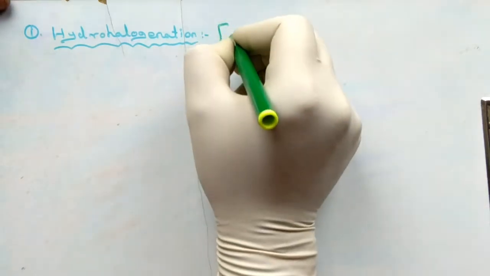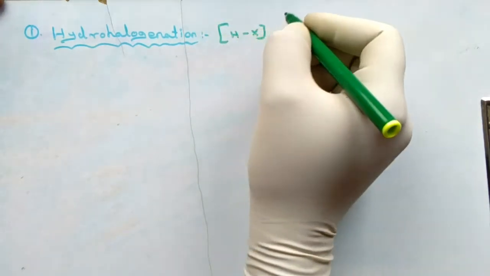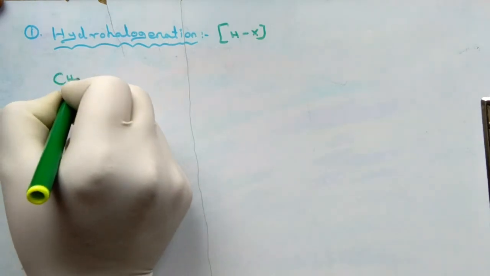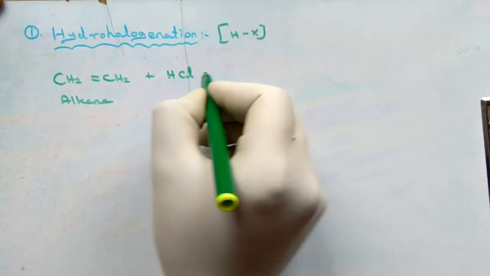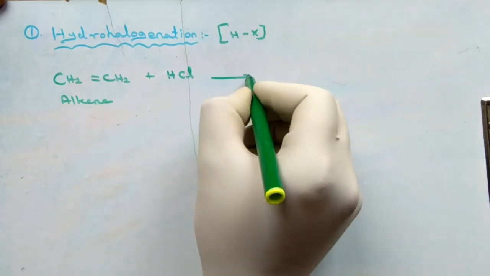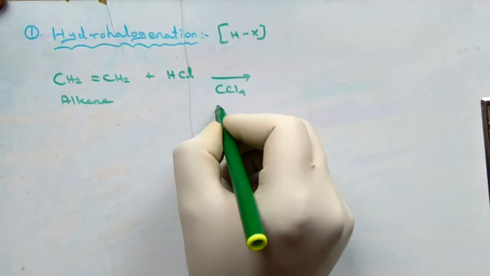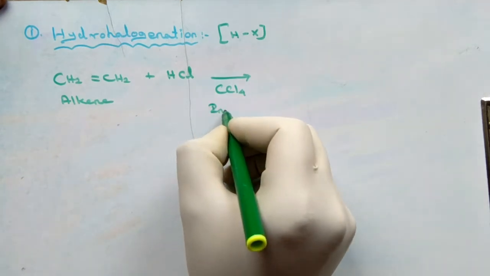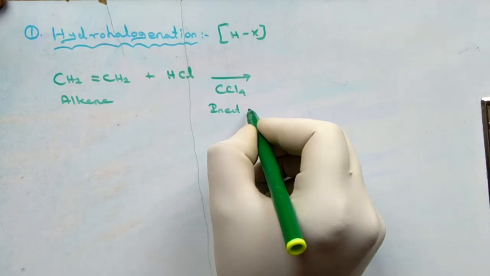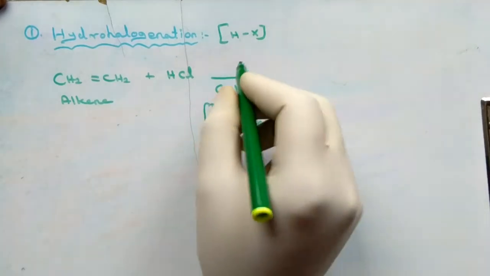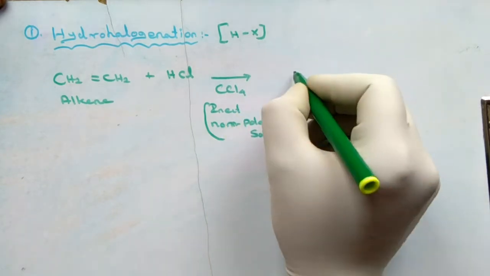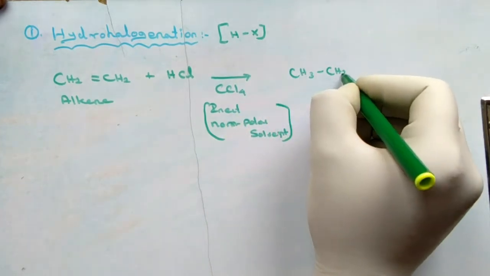As I told you already, in hydrohalogenation, hydrogen and halogen will be added to an unsaturated compound. Let's see with an example. Here we have an alkene. The alkene reacts with a hydrohalogen, for example, hydrochloric acid. The medium should be inert, or we can say non-polar solvents. For these kinds of reactions, non-polar solvents should be used. So hydrogen and chlorine will be added to each of the carbons in that alkene, and we will get a saturated product like this.